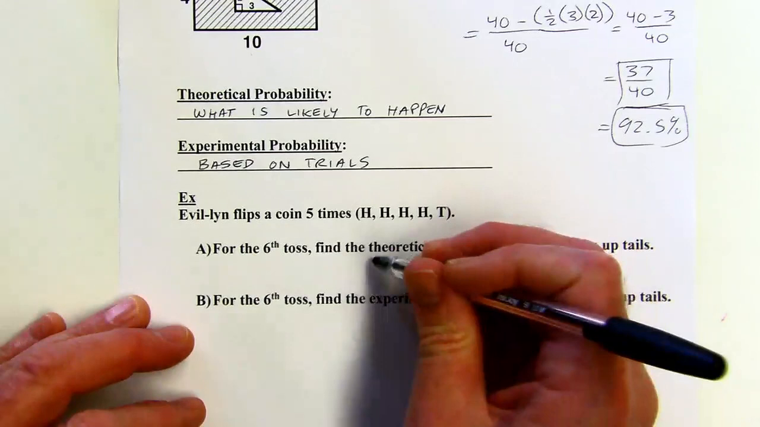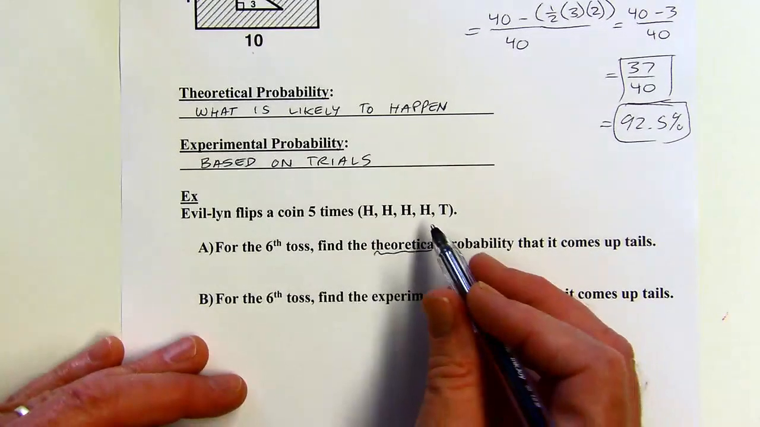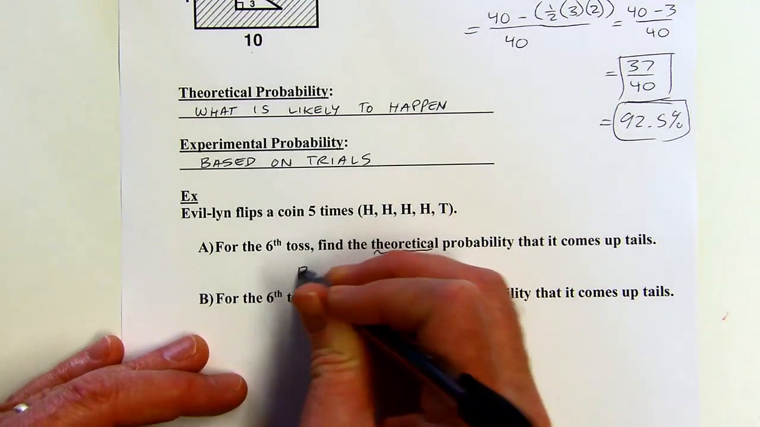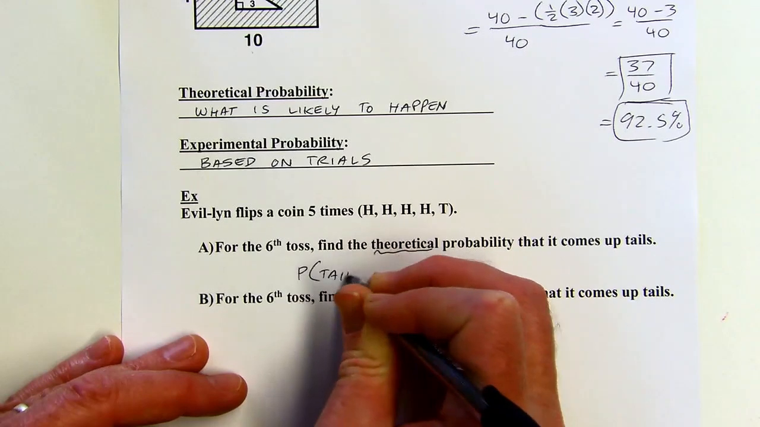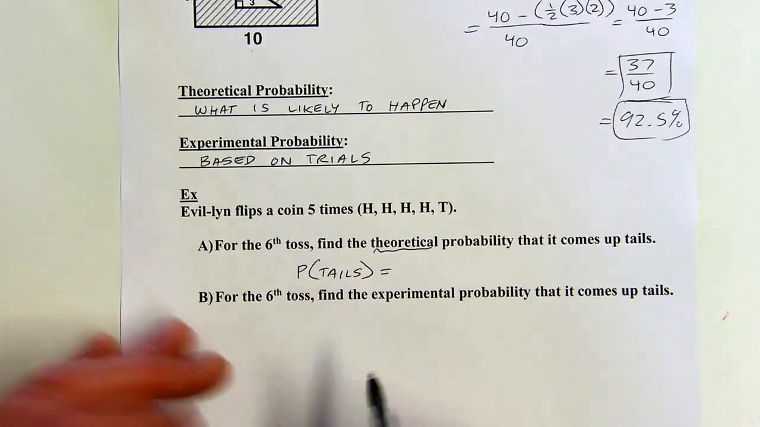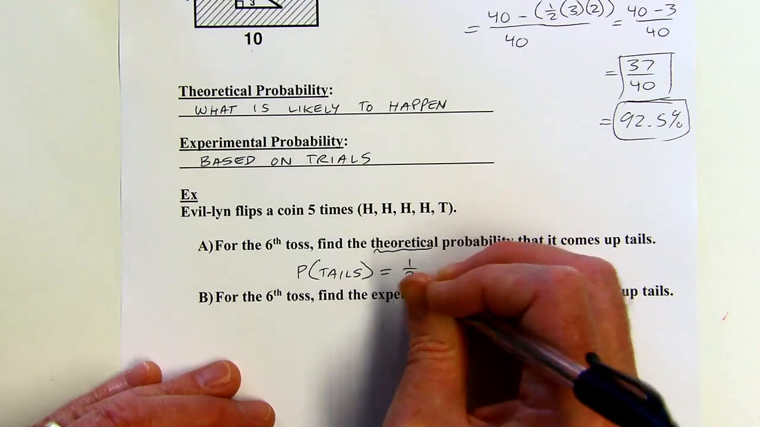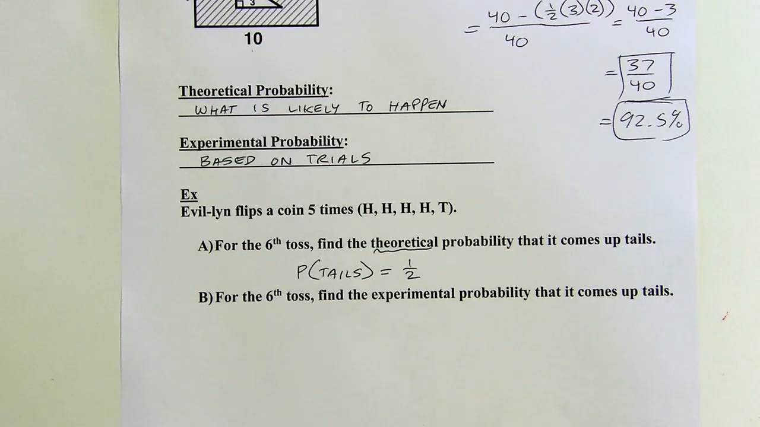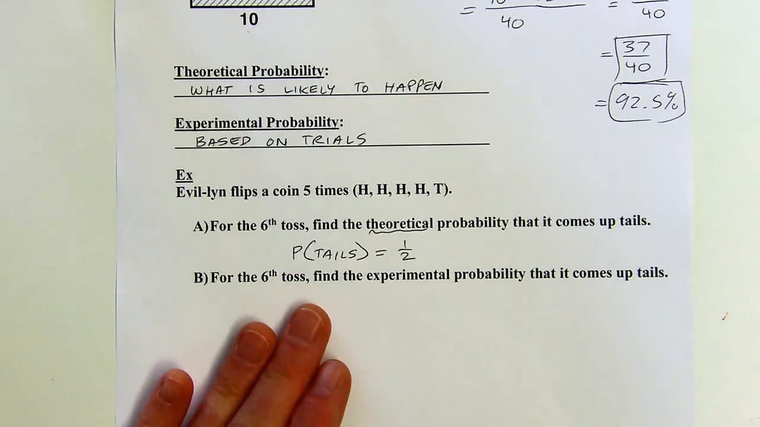Well, theoretically, it doesn't matter what has happened on previous tosses. The probability of this coming up tails is going to be 1/2, right? You can assume on every coin toss, it's half the time it'll come up tails, half the time it'll come up heads. That is theoretically, okay?